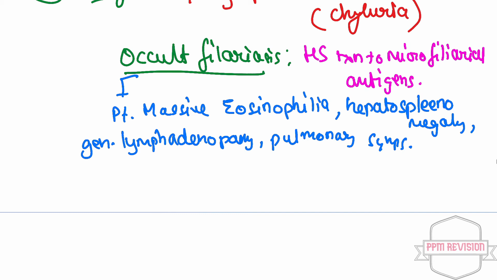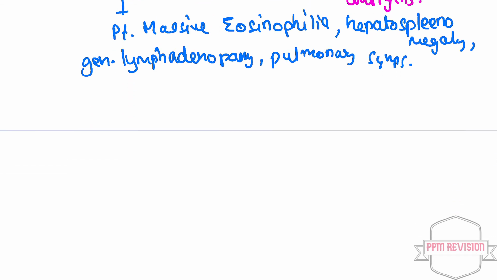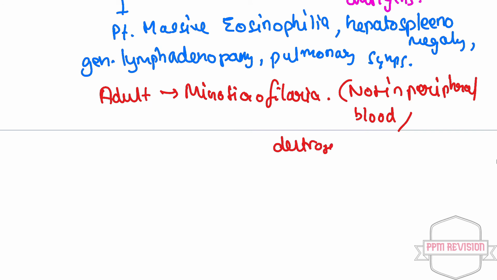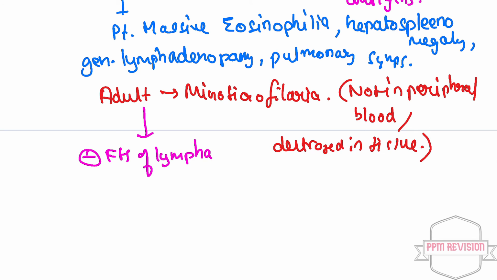So here what we should know is that the adult produces microfilaria, but it is not seen in the peripheral blood, and they are destroyed in tissues, and here the features of lymphatic filariasis are absent.